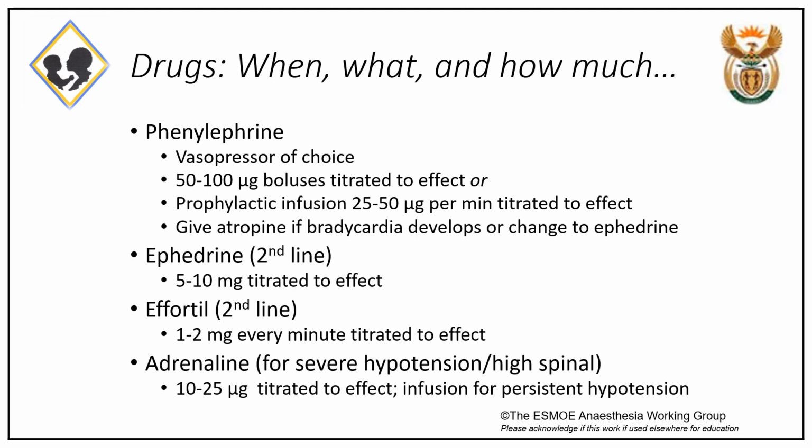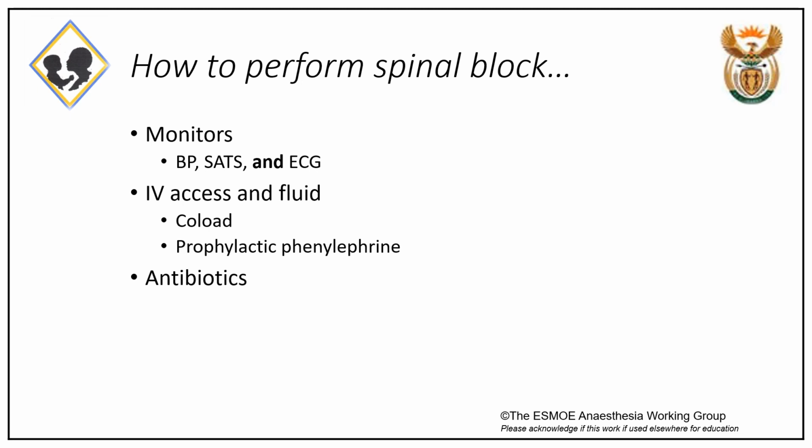Phenylephrine is also a second-line drug, and the dose is 1 to 2 milligram every minute until the patient is normotensive. Diluted adrenaline is used for severe hypotension or a high spinal. 1 milligram is added to 200 ml normal saline, and 2 to 5 ml of the solution is given to increase the blood pressure. How to perform a spinal block.